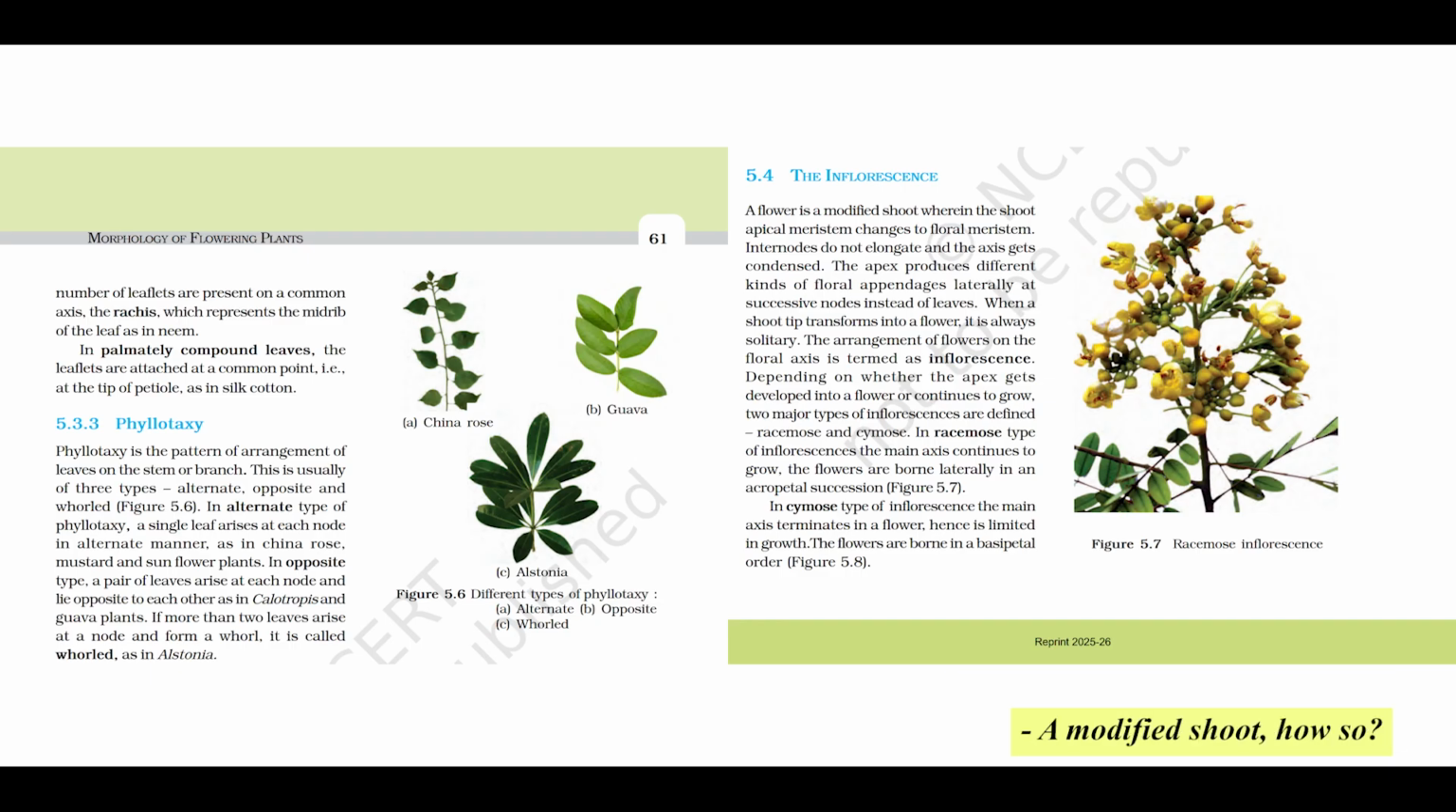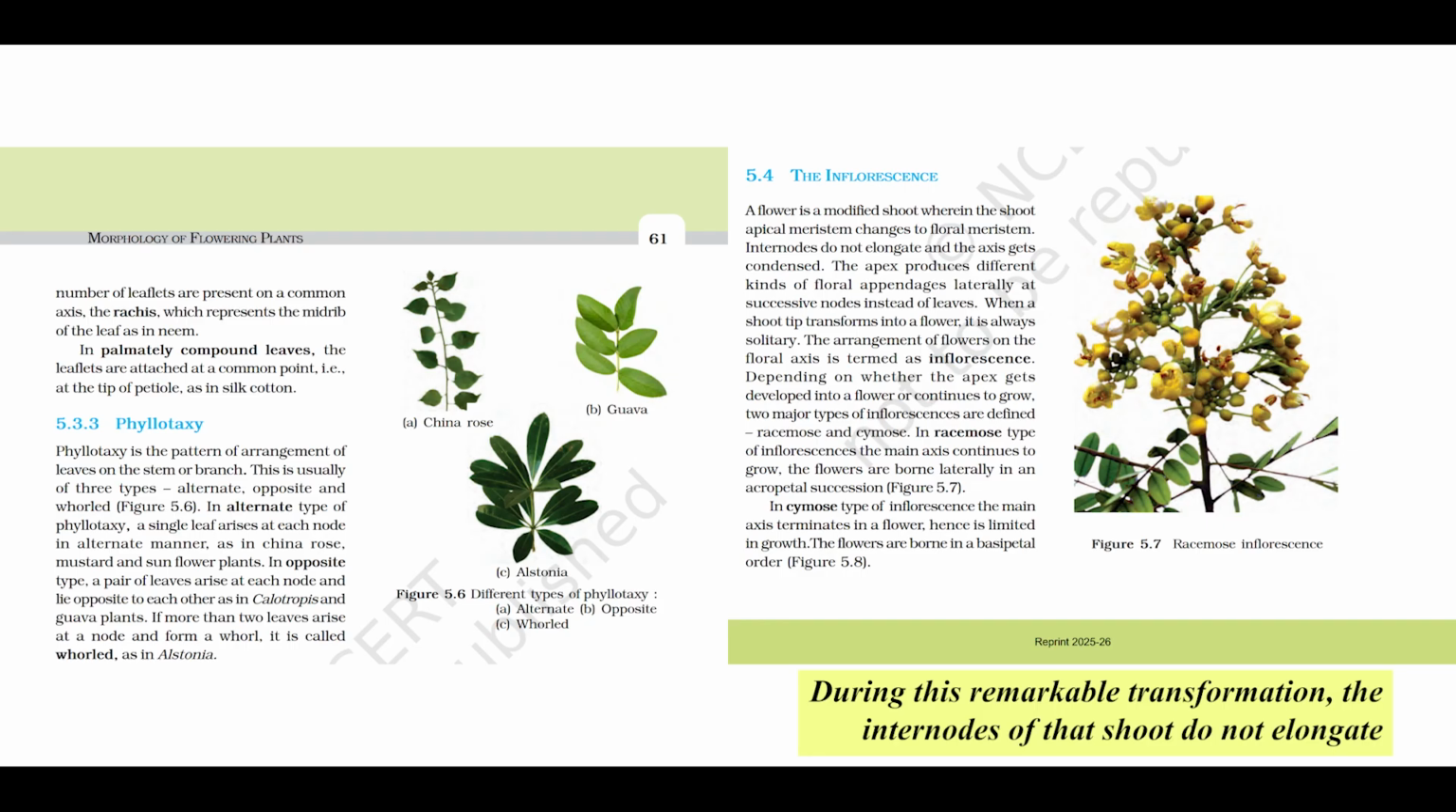A modified shoot. How so? Think about it. What normally grows into stem and leaves, the shoot apical meristem, changes its developmental program and transforms into a floral meristem. During this remarkable transformation, the internodes of that shoot do not elongate, and the axis itself becomes highly condensed. Instead of producing leaves, this modified apex then produces different kinds of floral appendages laterally at successive nodes: sepals, petals, stamens, carpels.